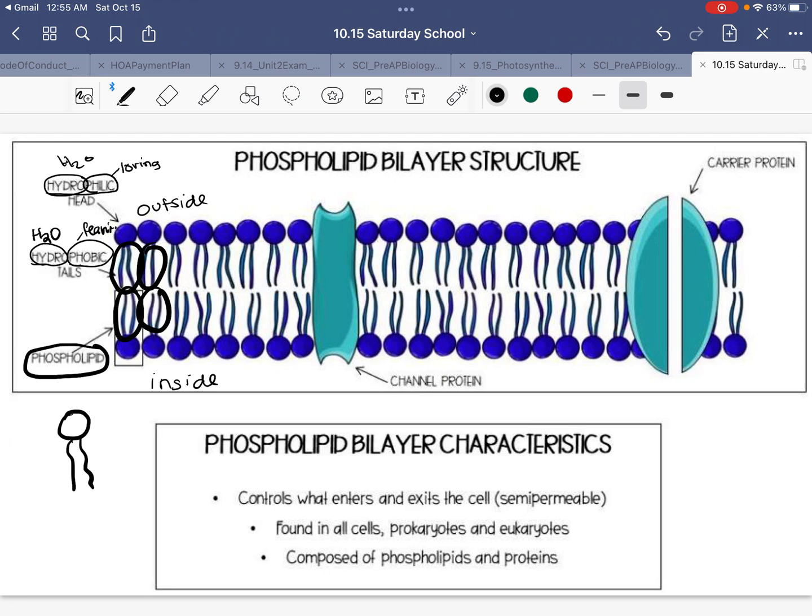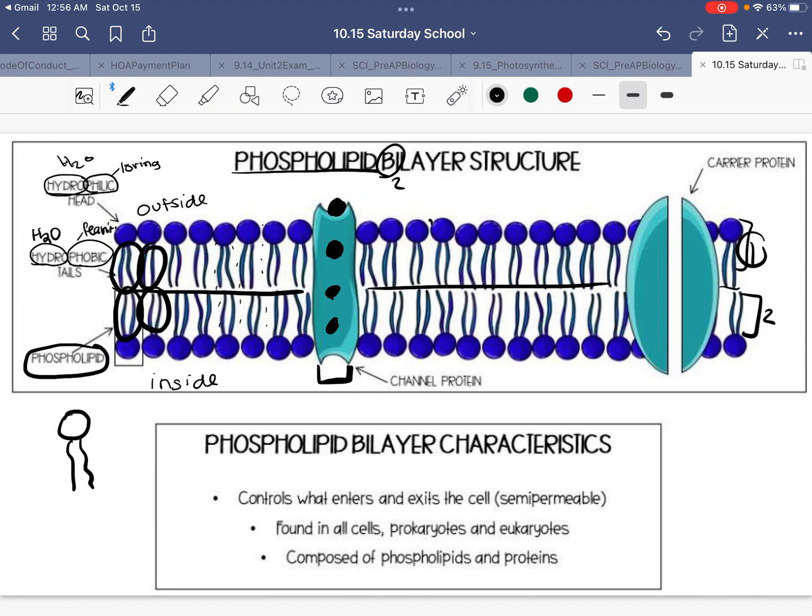That's why it is called a phospholipid bilayer, because it is made up of phospholipids, and bilayer means two. Here's your top layer, that's layer one, and then your second layer is down here. Normally, very small particles can go through your phospholipid bilayer very easily, but larger molecules like glucose need to use a channel protein. Channel proteins are these big structures that help larger molecules pass through the membrane.